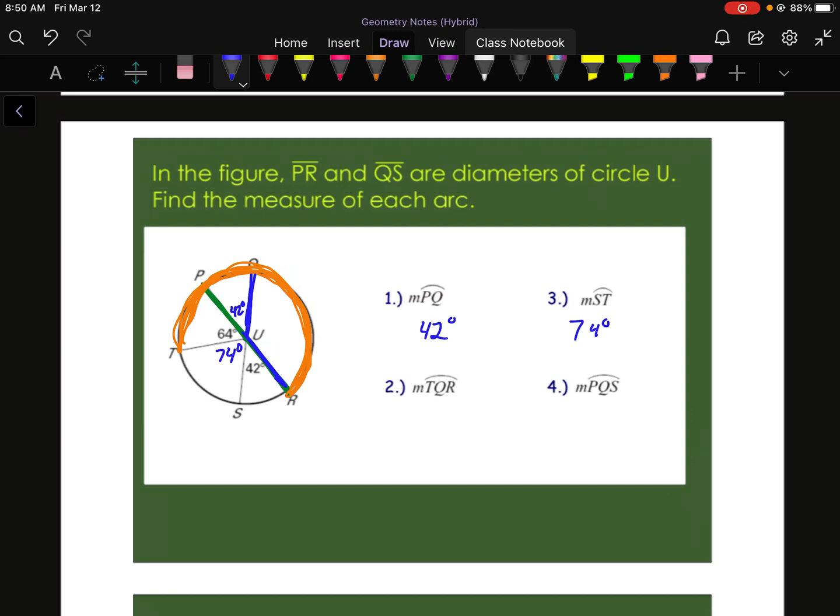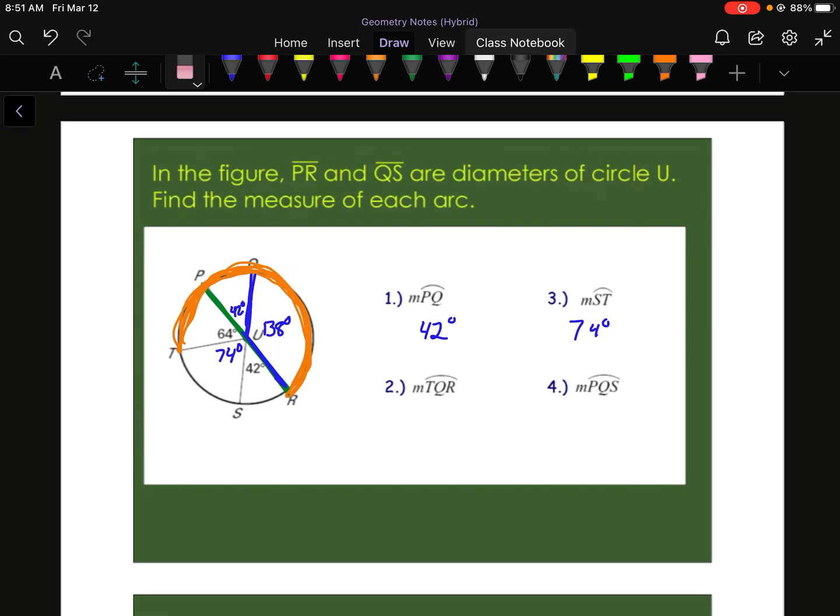But really quickly, see if I can get more colors on here. We have a diameter right here, 180 degrees in the diameter, so that means that 180 minus 42, this angle here, will give me that missing piece. Let's just erase that. There we go. So 180 minus 42 would be 138. So again, I'm going to fill that in. I probably should have done that right away.